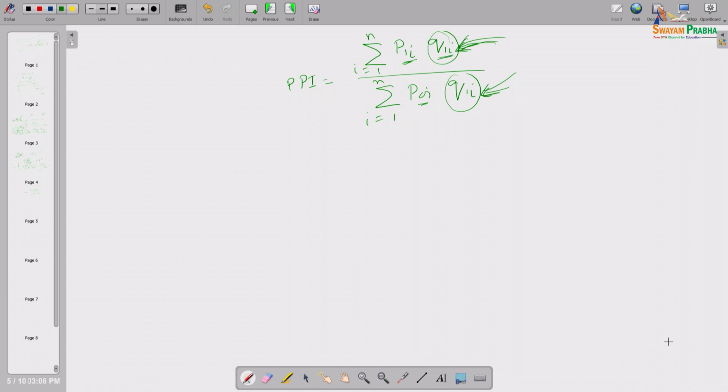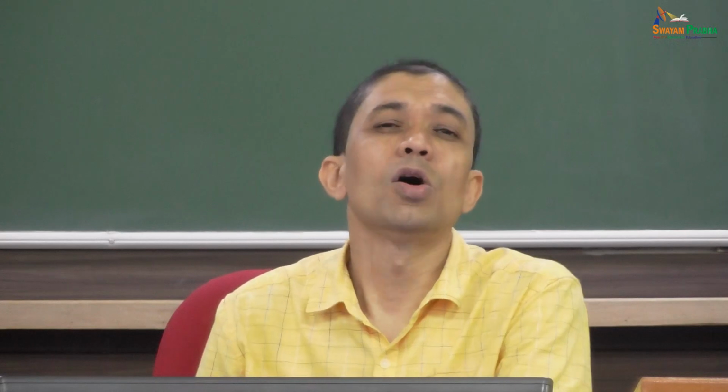Today's consumption basket, when I am purchasing at today's market price, what is the total expenditure? Here, if I could purchase today's consumption basket at my base period price level from the market, what would my expenditure be? That ratio.